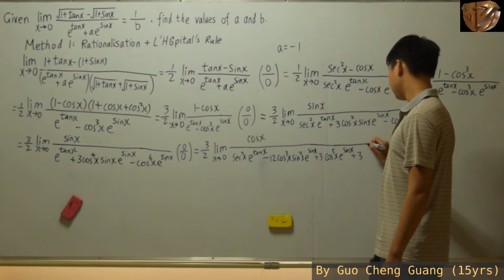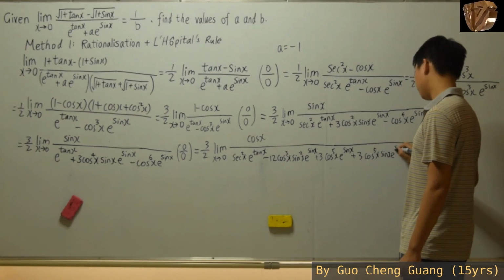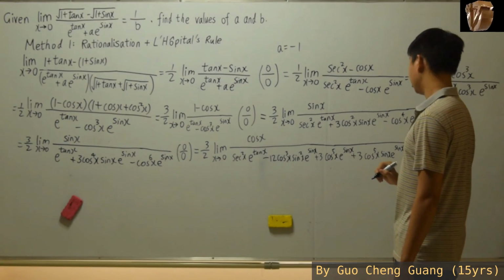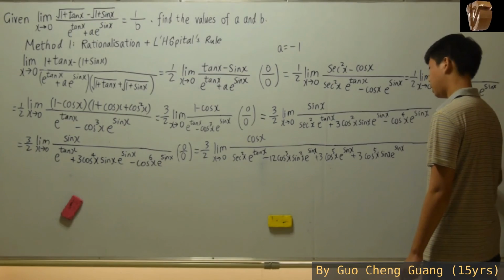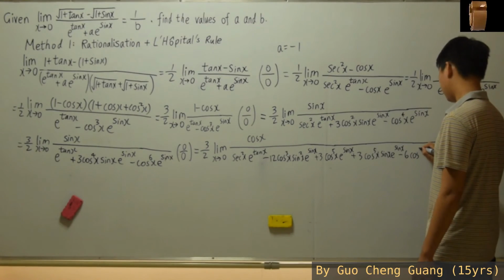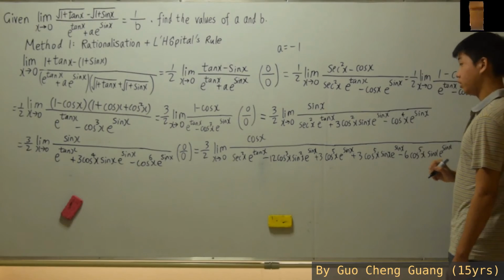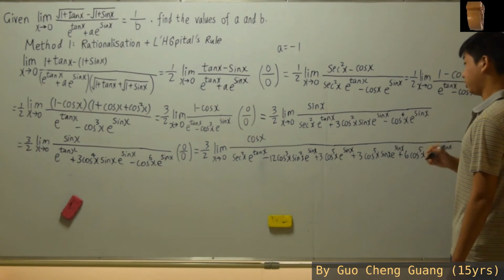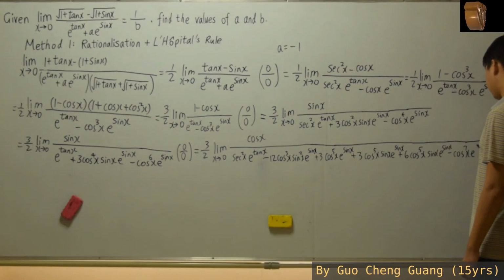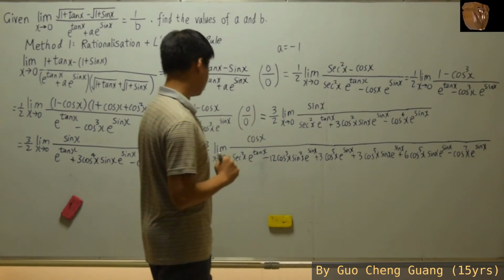We're going to have plus 3 cosine to the power of 5x sine x e to the power of sine x. Alright, so this is what we are going to see so far. Next part, we are going to have minus 6 cosine to the power of 5x sine x e to the power of sine x, and then minus becomes plus. Then you have to differentiate e to the power of sine x, so we're going to have minus cosine to the power of 7x e to the power of sine x. Right, so is this part correct?